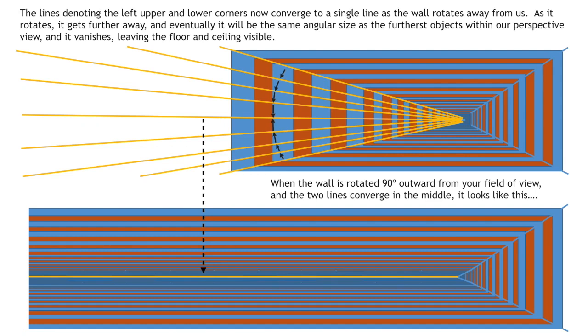So again, we're just rotating the wall more and more outward away from us, and eventually, as it rotates out, it will get so far away that it will be the same distance essentially as that vanishing point is in that original one perspective view where we were equidistant from the walls and ceiling.